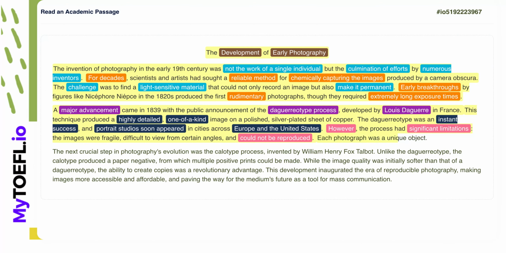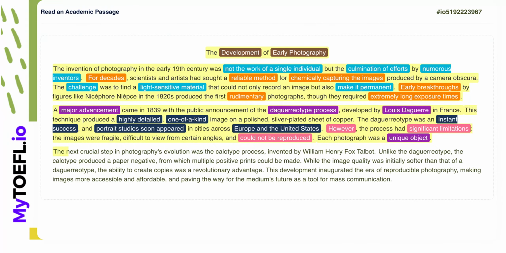Each photograph was a unique object. This short sentence is powerful. It repeats and emphasizes the key limitation from the previous sentence. By saying each one was a unique object, it makes it very clear that you couldn't make copies. This is the main problem that the next part of the passage will solve.